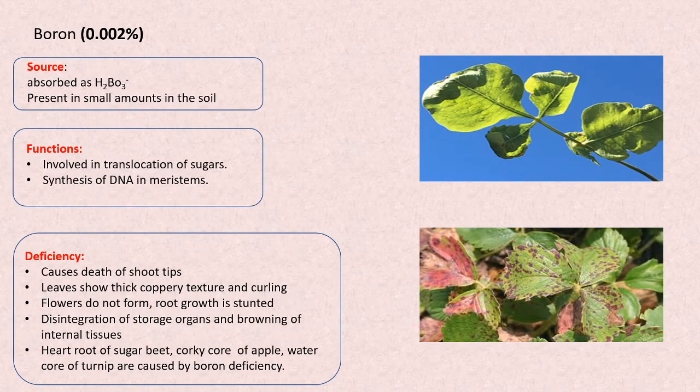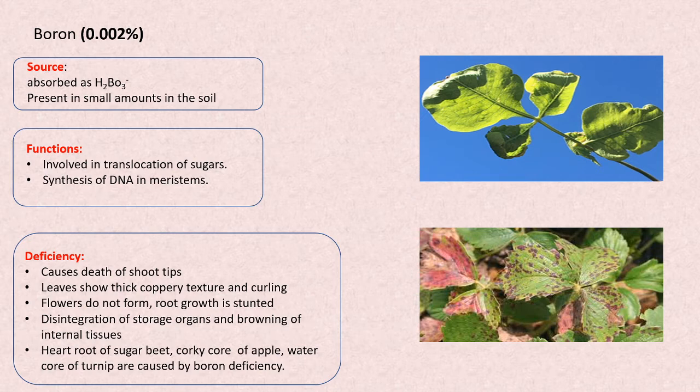The next one is boron, and boron is observed in the form of borate ion, that is H2BO3 minus, and present in small quantities in the soil, and that is 0.002% of dry weight of the plant, showing the very little concentration of boron. That is, 0.002% of boron is present in the total dry weight of the plant, okay, and observed in the form of borate ions present in very small concentrations in the soil.